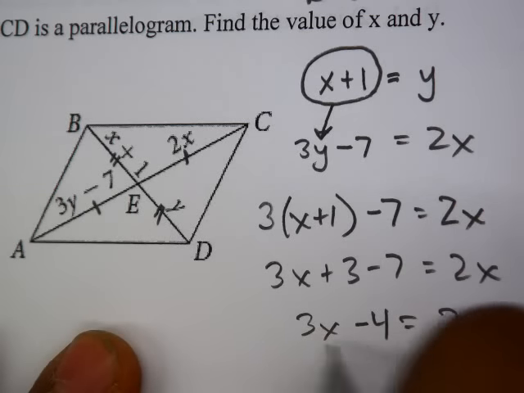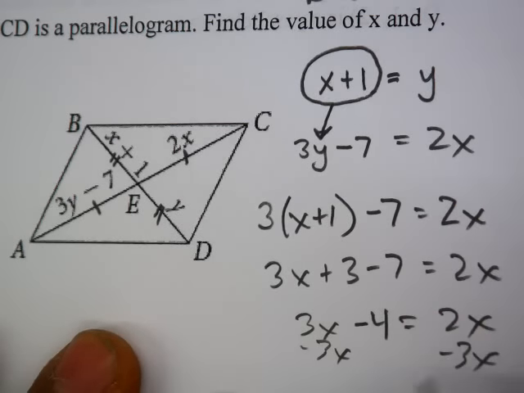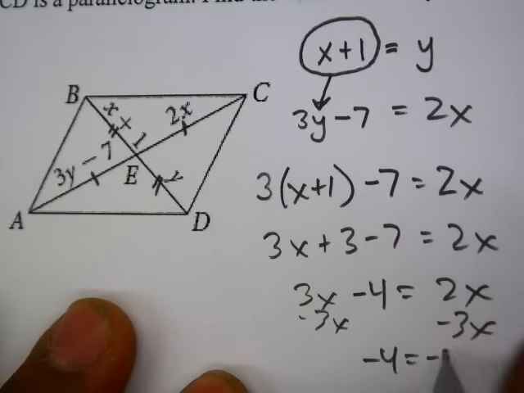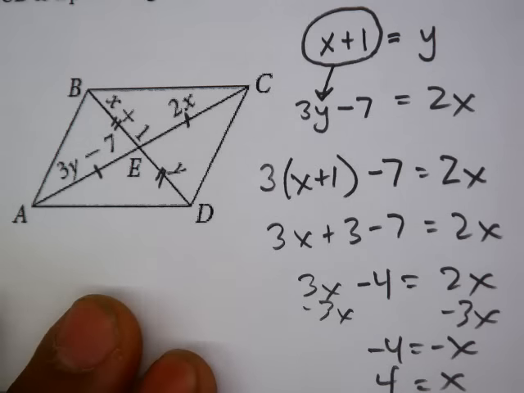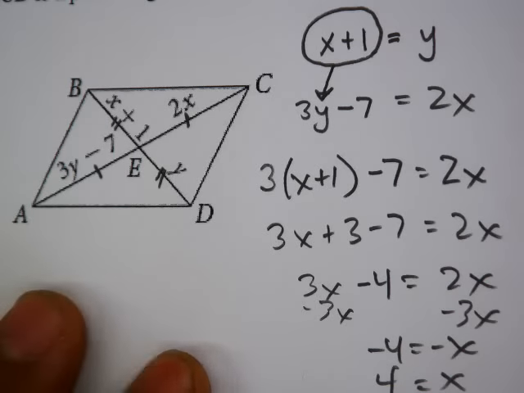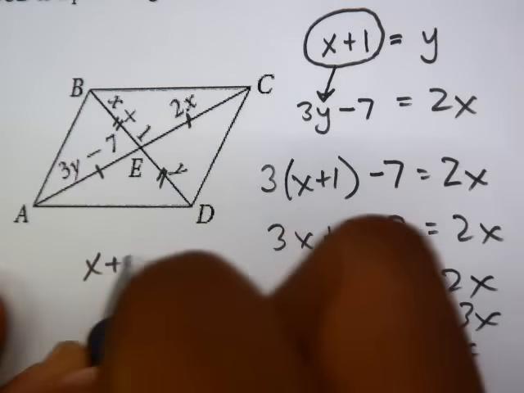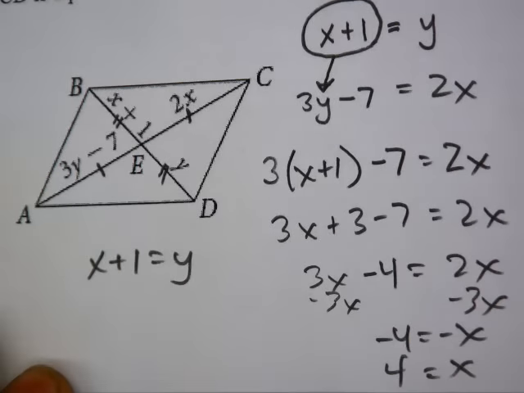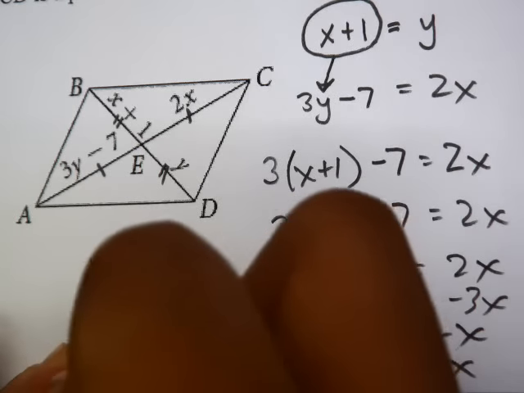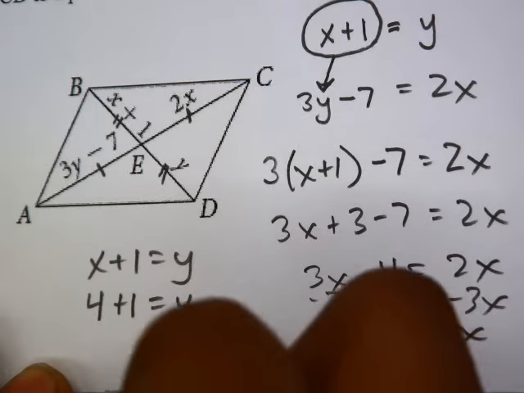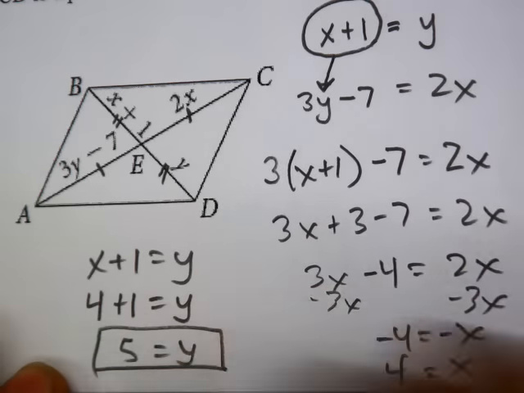Let's subtract 3x. I get negative 4 equals negative x, or x is equal to 4. And in the top equation, x plus 1 equals y. If I have that x is equal to 4, I can substitute the 4 in for x, and I get that y is equal to 5.